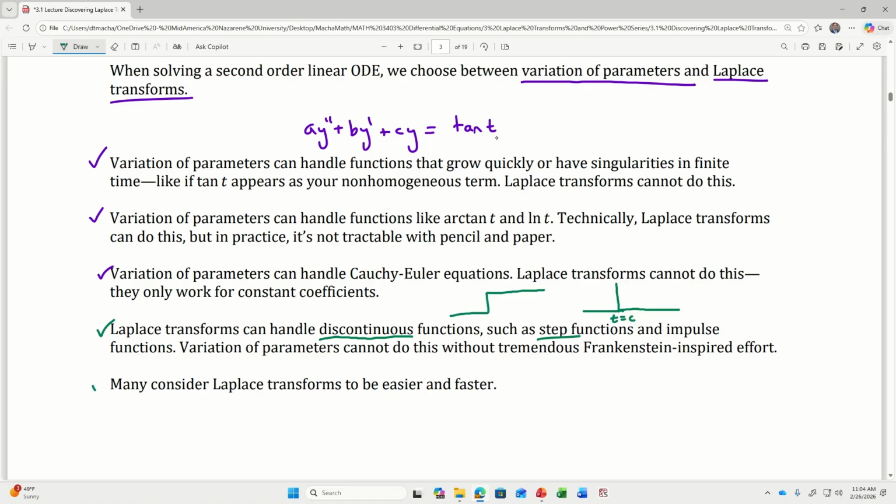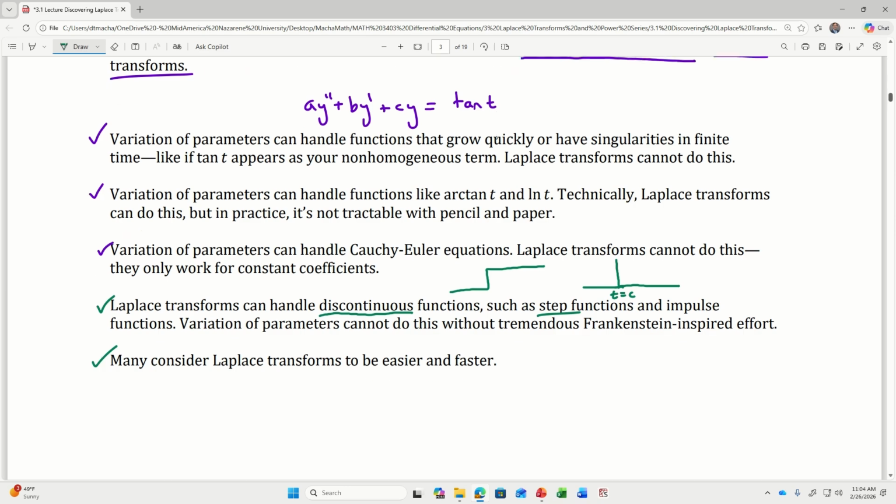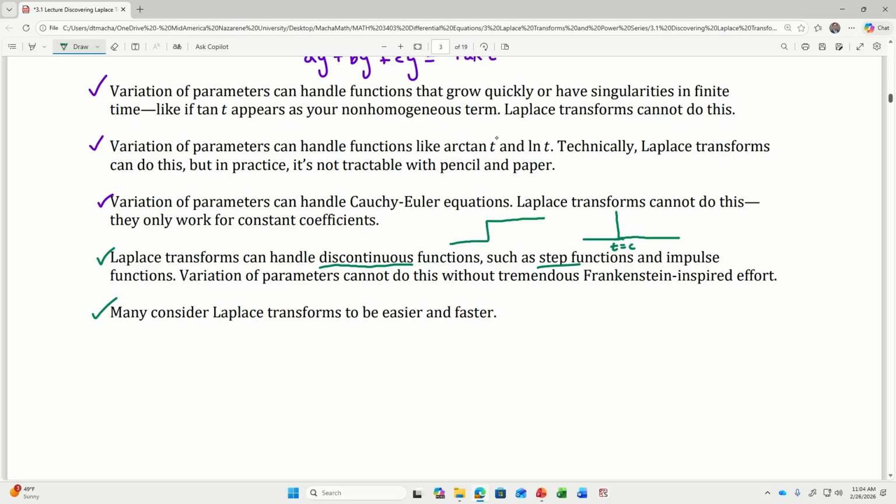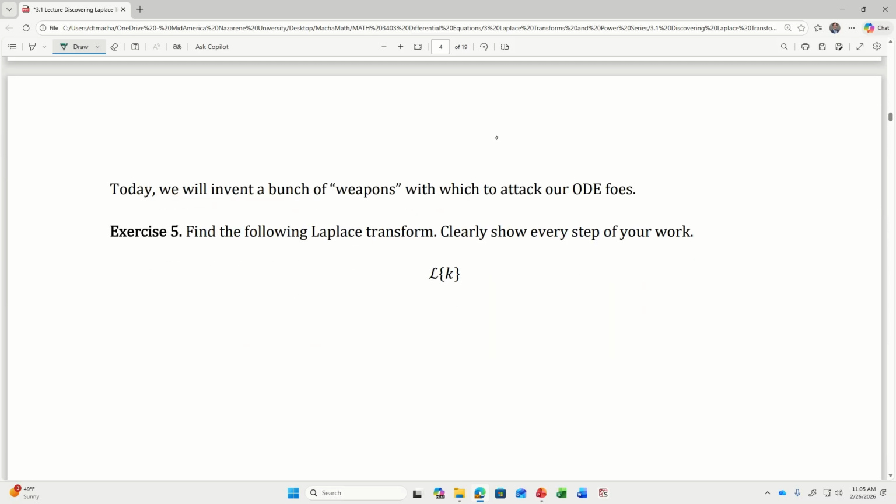And then sometimes students just tell me that they like Laplace transforms. They think Laplace transforms are super easy, super fast, and they hate variation of parameters. So that's another win for Laplace. Students just say it's easier, so yeah, that's a win.